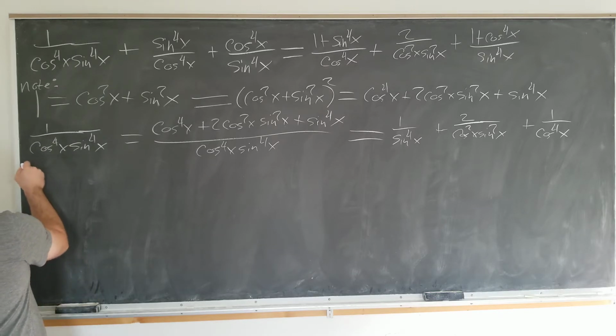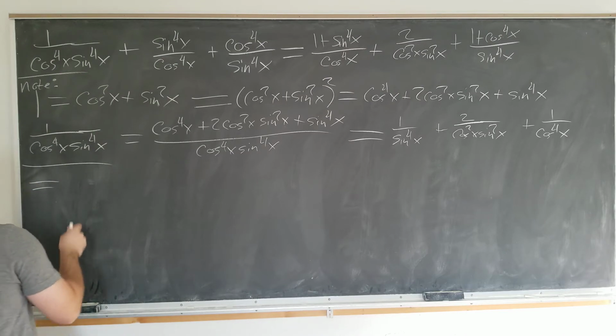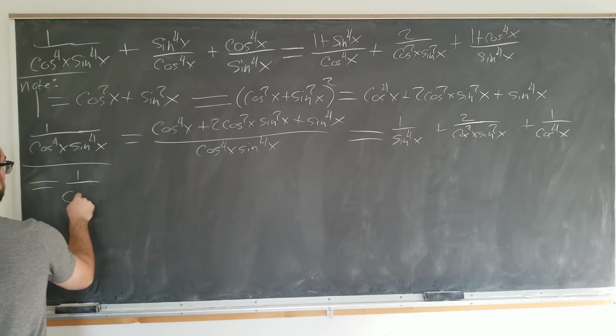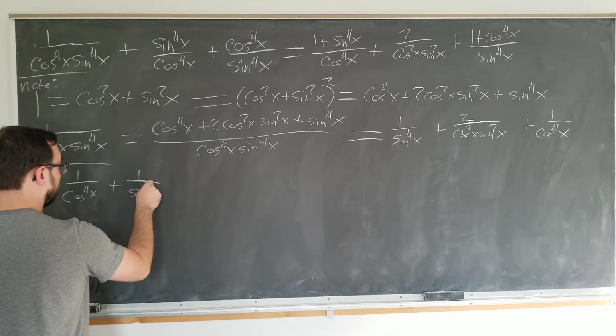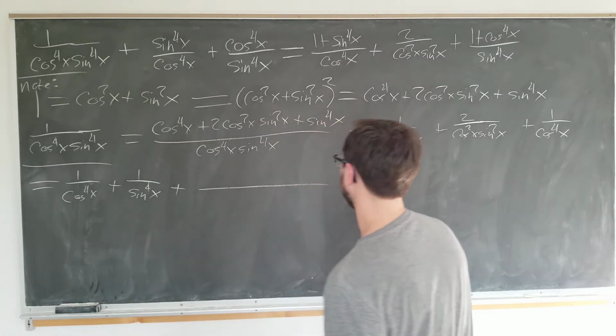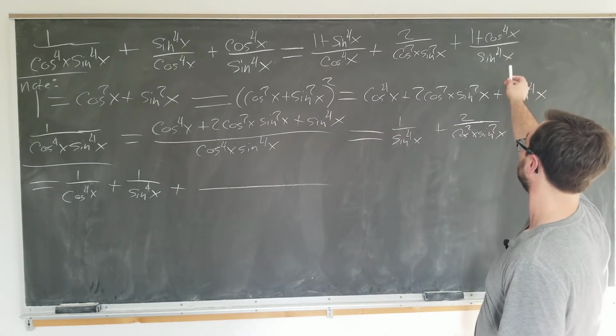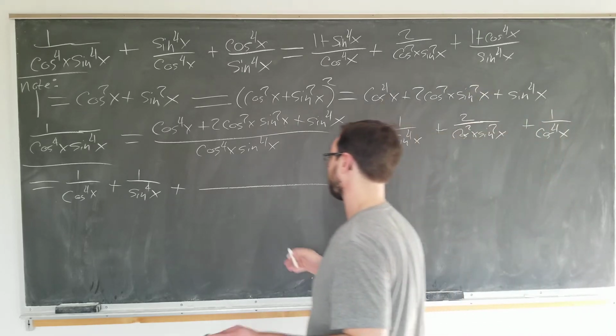Right. So this is the sidebar here. Now this is the main result. 1 over cosine to the fourth x plus 1 over sine to the fourth x plus something over the common denominator, which is going to be cosine fourth sine fourth.